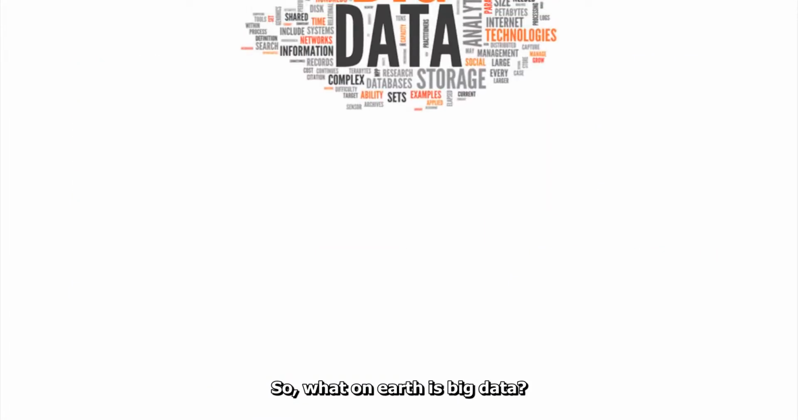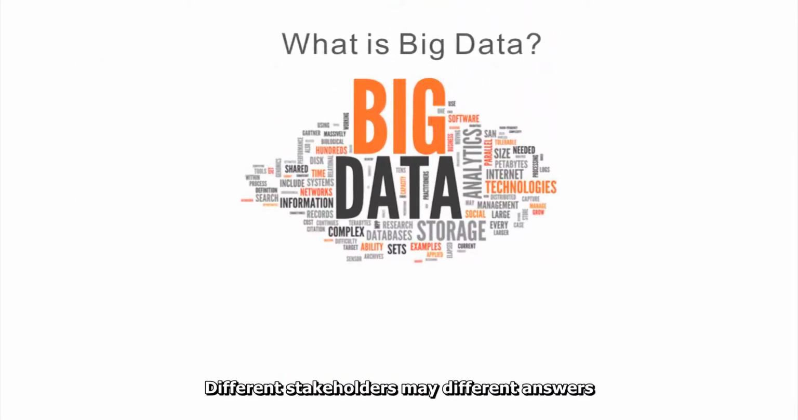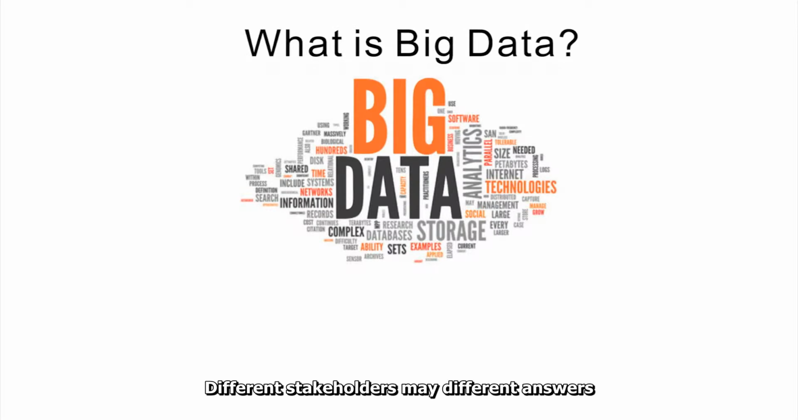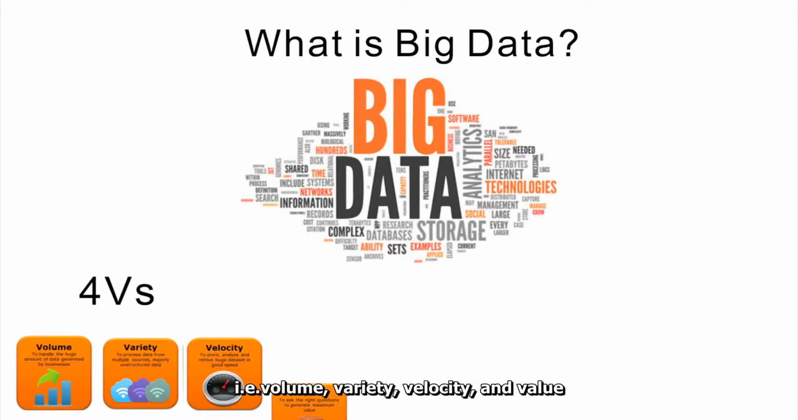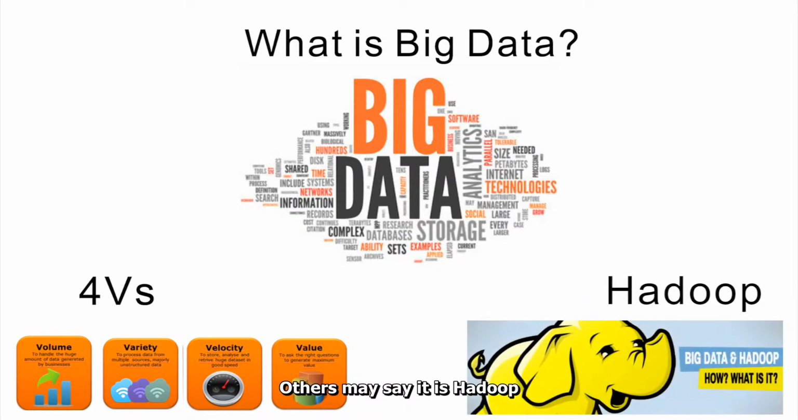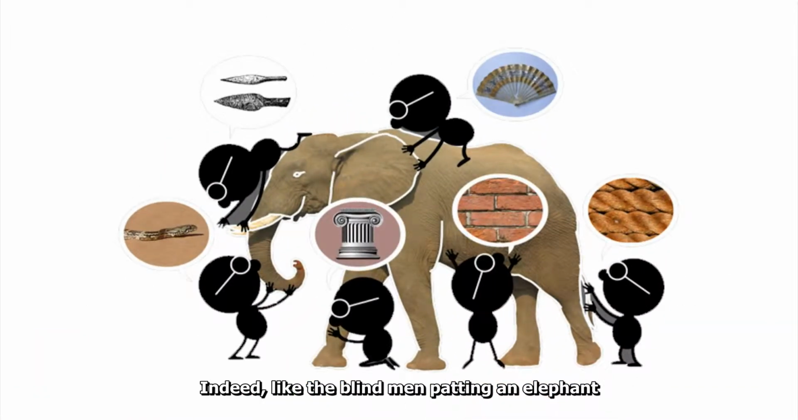So, what on earth is big data? Different stakeholders may have different answers. One main answer is the 4 Vs, i.e. volume, variety, velocity, and value. Others may say it's Hadoop. Indeed, like the blind men patting an elephant, different aspects of big data mystify the concept.